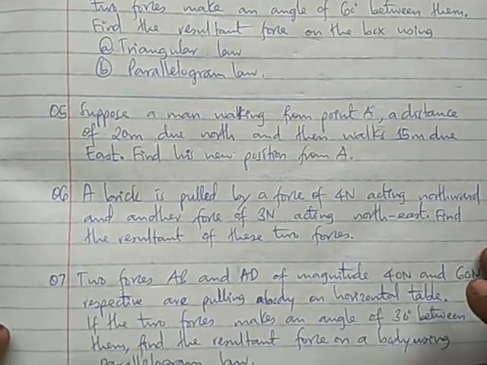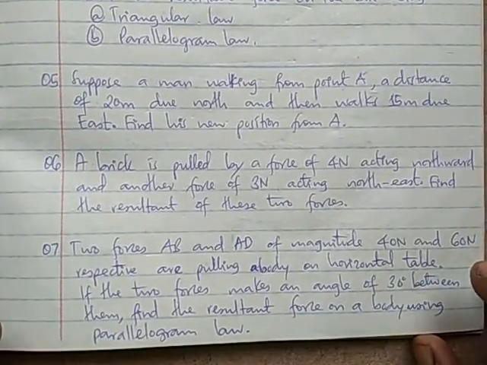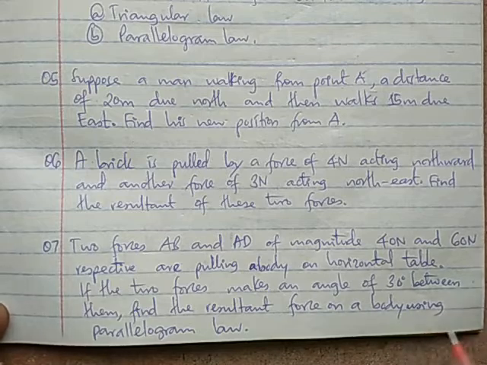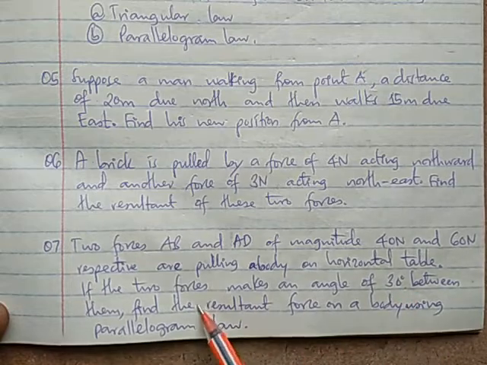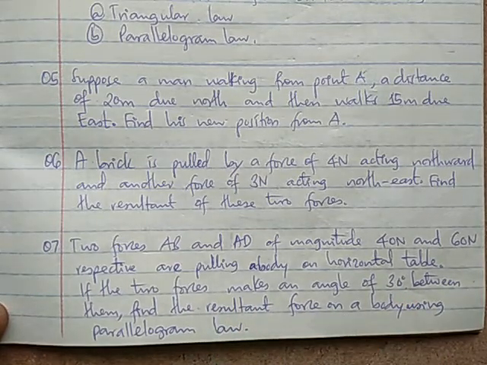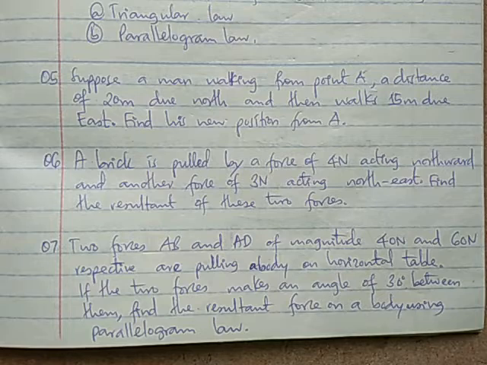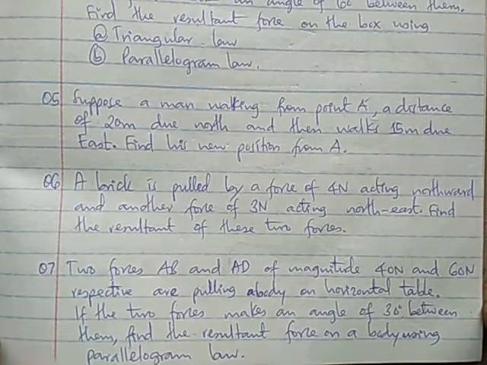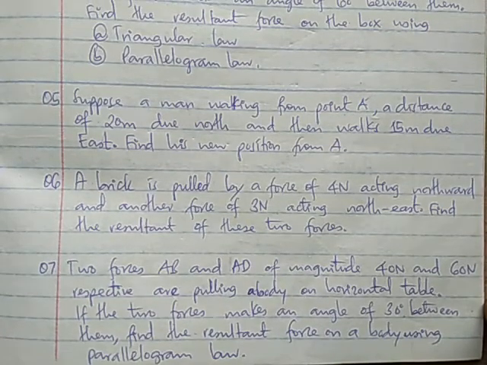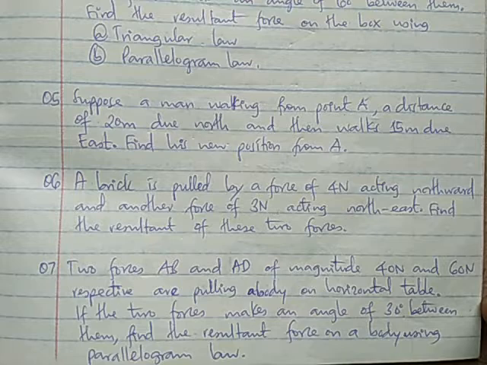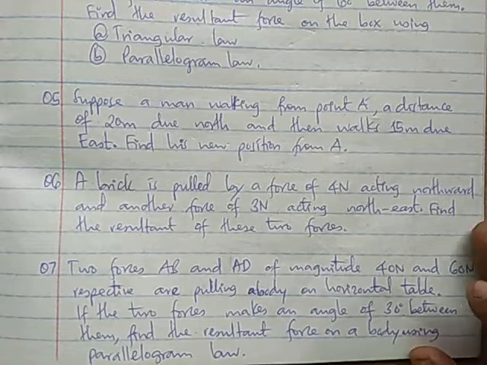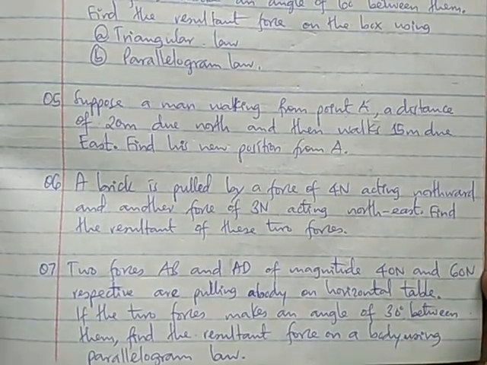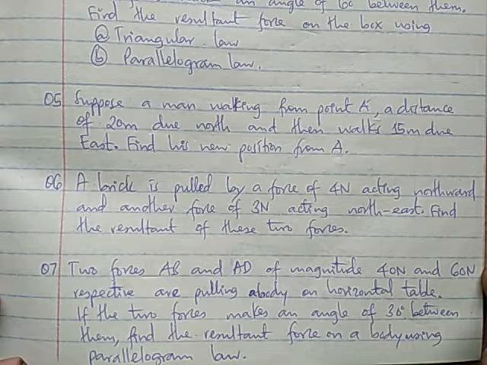Our question number 7. Two forces AB and AD of magnitude 40 and 60 are pulling a body on a horizontal table. If two forces make an angle of 30 between them, find the resultant force on a body using parallelogram law. Kwa hiyo swali kama hili tumeshafanya hapo juu, tuliweka angle ilikuwa 60, hapa angle ni 30. Technique ni ile ile, kwa hiyo halina haja sana ya kuona kama ni swali ambalo linaweza likawa ni gumu.